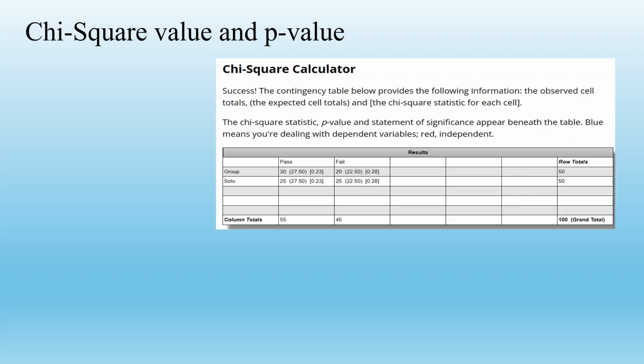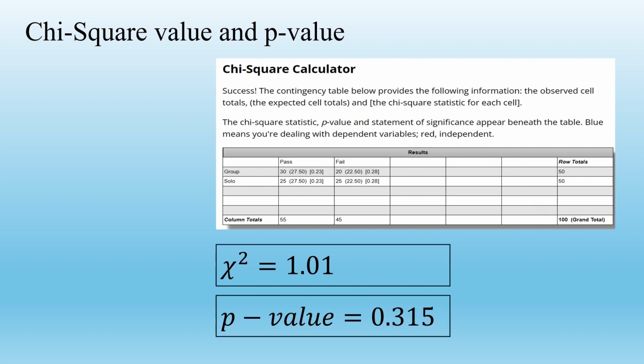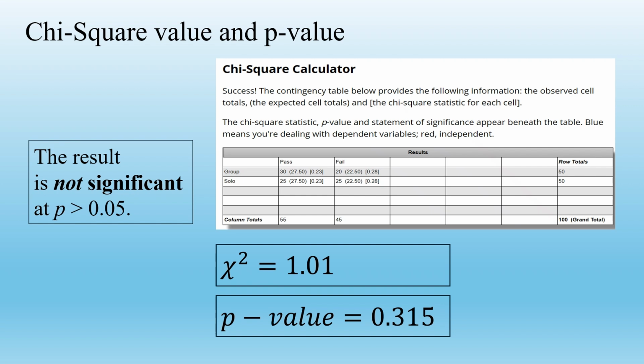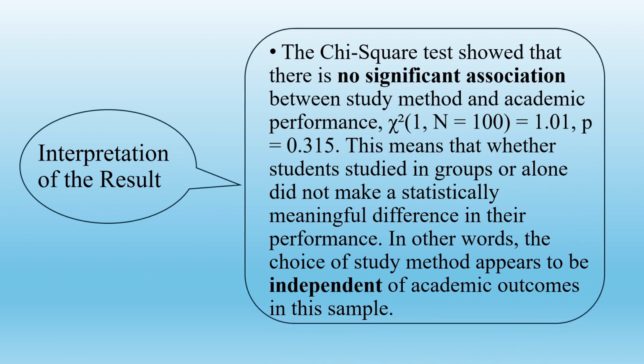After running the chi-square test, we now have our results. The chi-square value is 1.01 and the p-value is 0.315. Since the p-value is greater than 0.05, the result is not statistically significant. This means we do not have enough evidence to say there is a real difference in performance between the group and solo study method. The chi-square test shows no significant link between study method and performance, suggesting that study method, whether group or solo, did not make a significant difference in students' performance.